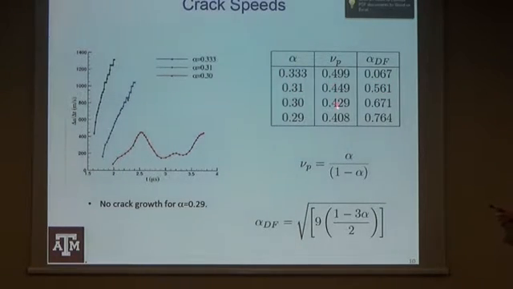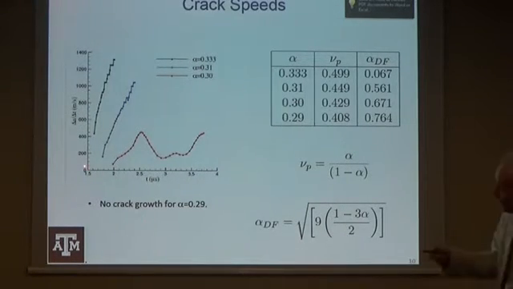0.31 goes down to 0.45, 0.43, 0.29. This goes down, the Poisson ratio goes down to 0.48. The Despondy-Fleck factor changes by more than an order of magnitude.